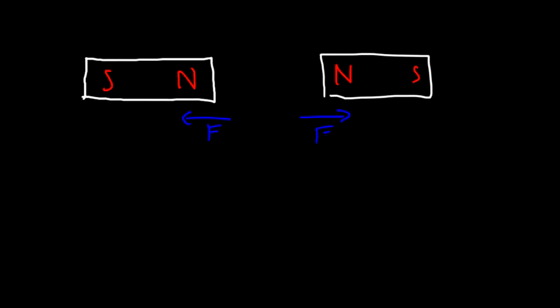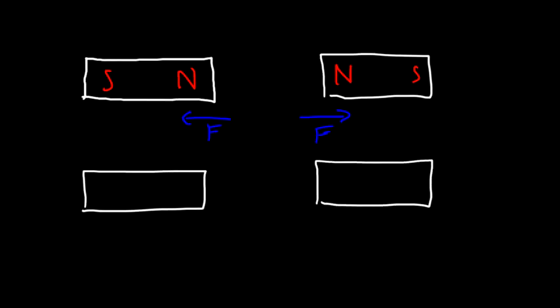However, if you were to face the north pole of one bar magnet with the south pole of another, they won't repel. These two will feel a force of attraction. The north pole is attracted to the south pole. But if you put the north pole with another north pole of another magnet, they will repel. Or if you put the south pole of one magnet with the south pole of another, they will also repel.